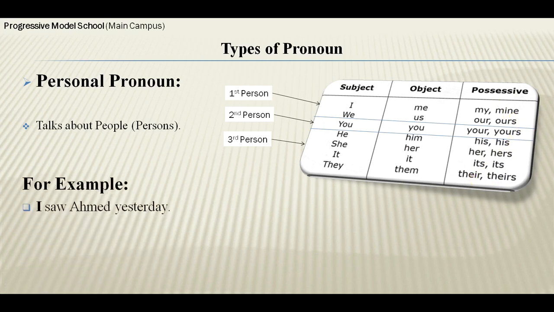Our first example, I saw Ahmed yesterday. Here, I is a personal pronoun in a subjective case of first person. Our next example, Umair said to them, this is my pen. Here, them is a pronoun, which is the personal pronoun of the objective case of the third person. This is my pen. Here, my is a personal pronoun of the possessive case of first person. Our next example, this is our house. Here, our is a personal pronoun of the first person possessive case.